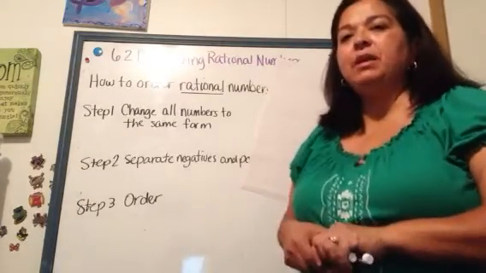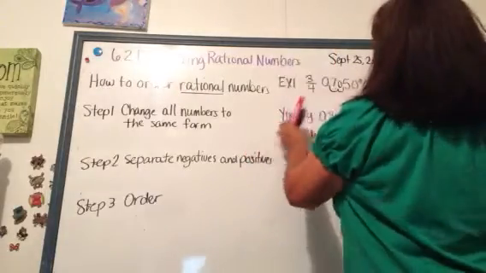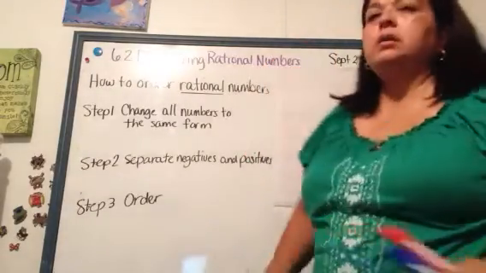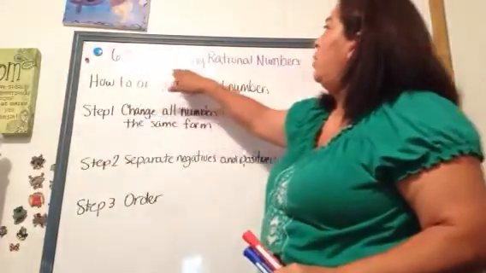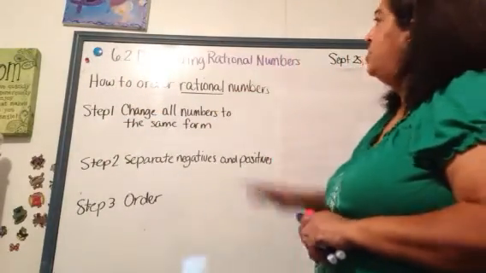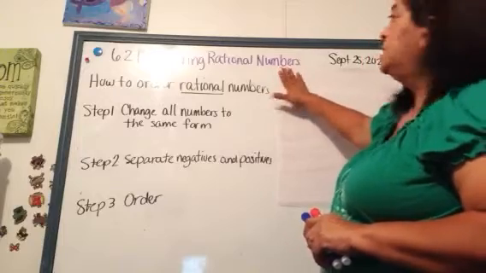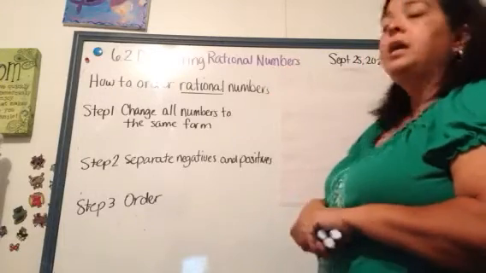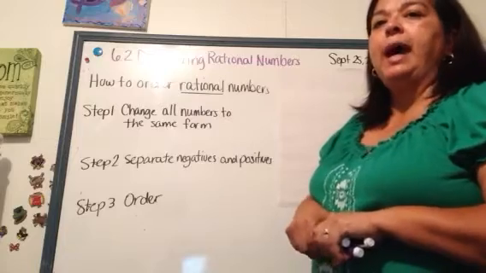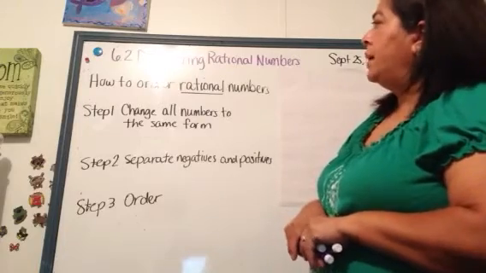Today I'm going to try something a little different. We're going to discuss 6.2D, ordering rational numbers. So I want you to go to your table of contents and put this in your table of contents. Today's date is September 25th, 2020. And we're going to answer the question, how to order rational numbers.